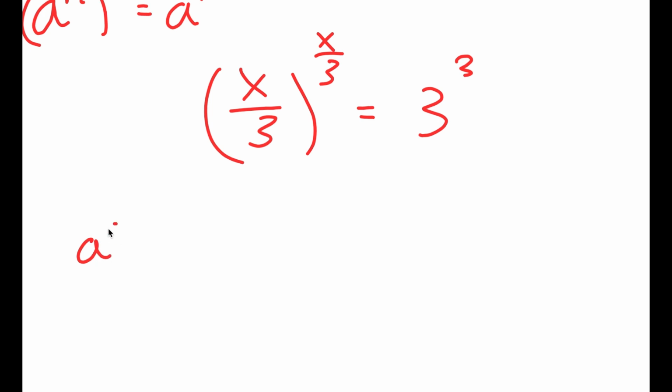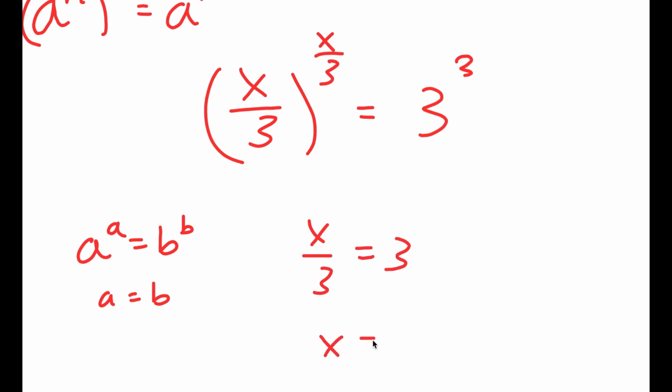Now, if I have something in the form a to the power of a is equal to b to the power of b, this means that a equals b, meaning x over 3 is equal to 3, and x is equal to 9.